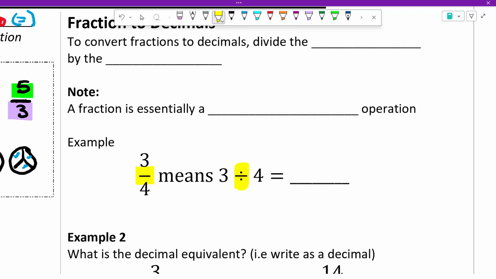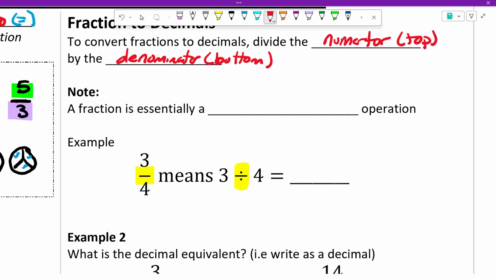So when we're doing our calculations and we want to convert a fraction to a decimal, because sometimes that's quite useful, you want to go numerator, which is your top number, and you're going to divide it by your denominator, which is your bottom number. So our fraction is just a division operation. You grab your calculator, and students often put the numbers in the wrong way. It's top divided by bottom, not the other way around.